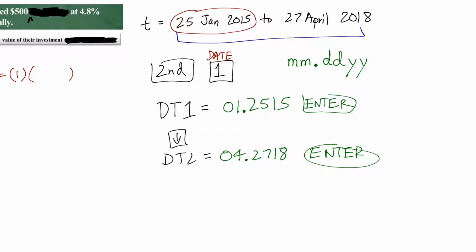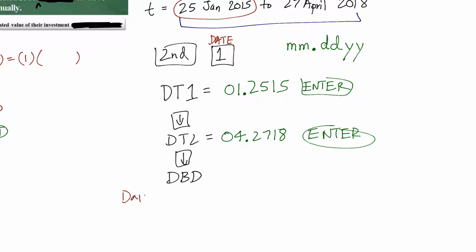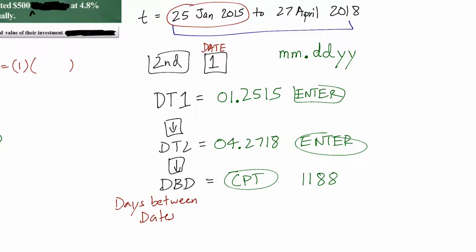Once you're happy with the date that it shows, scroll down and you should see DBD, which stands for days between dates. Because that's what we're trying to find, guess which button we must press? CPT. Great. And what number does it give you? 1188, which makes sense. It's definitely more than a year. So more than 2, in fact. Actually, more than 3. So that's the number of days.